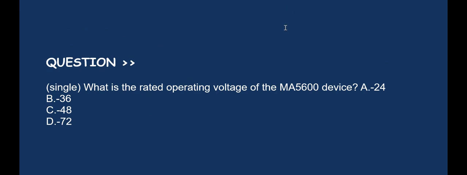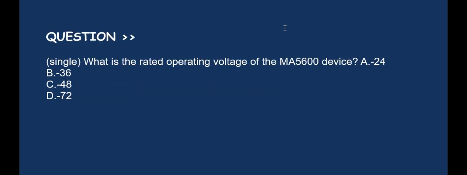Next question is, what is the rated operating voltage in the MA5600 device? Option A, minus 24. Option B, minus 36. Option C, minus 48. Option D, minus 72. Correct answer is option C.